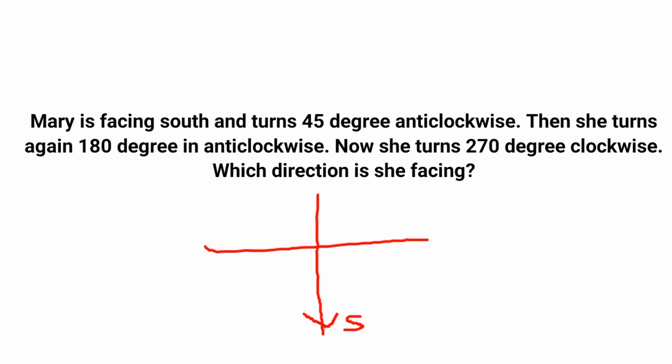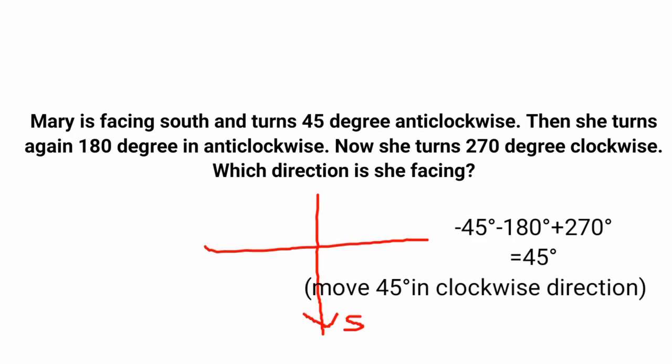I will tell you one more method so that you can find the answer easily. For anti-clockwise direction, put negative sign, and for clockwise direction put positive sign. So here first she turns 45 degree anti-clockwise, that is minus 45 degree. Then she turns 180 degree anti-clockwise, again minus 180 degree. Then she makes 270 degree clockwise, that is plus 270. So add all these values. Minus 45 minus 180 is minus 225. Minus 225 plus 270 is plus 45. So she is facing south from the 45 degree in clockwise direction. So she will be facing in the southwest direction.